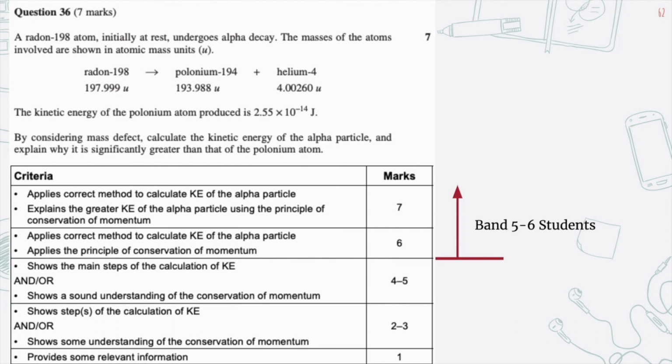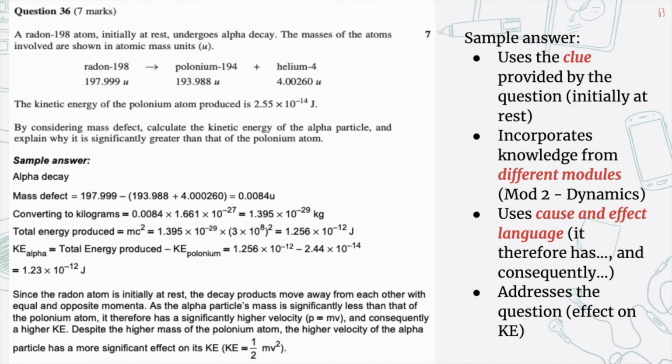So let's have a look at what we need to include. Firstly, the sample answer uses the clue provided by the question. Now the question says that the radon atom is initially at rest. So this gives us an understanding of the particle's motion before the event took place.